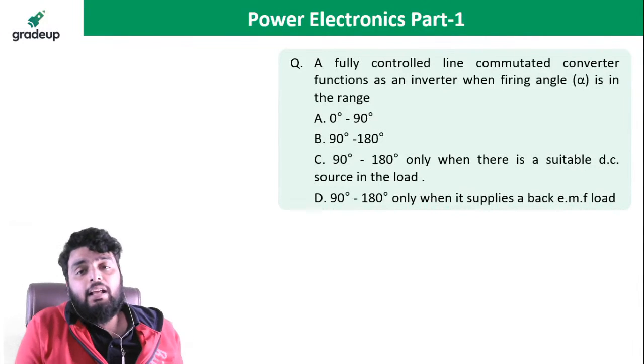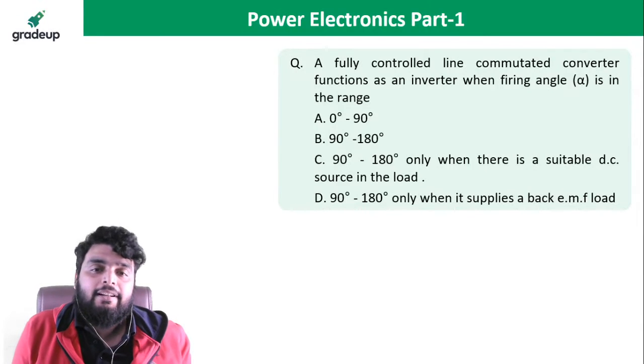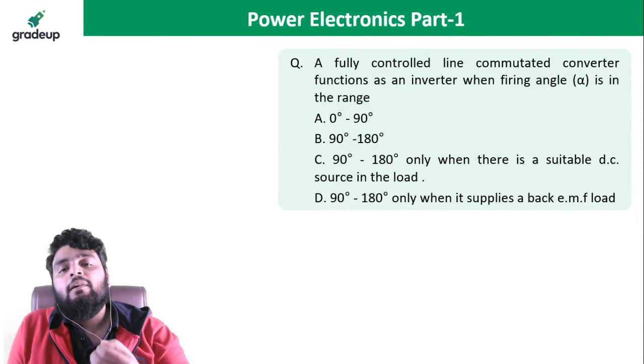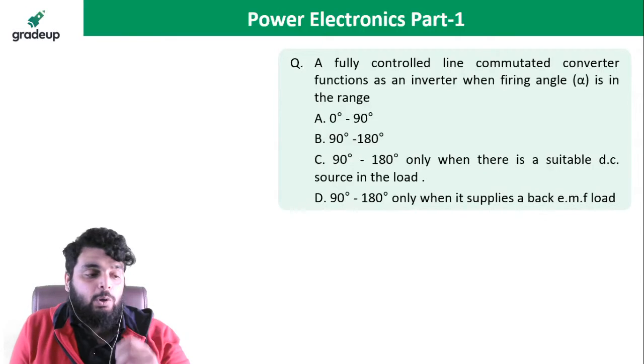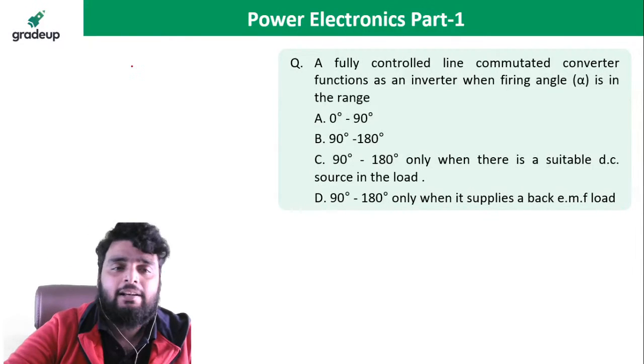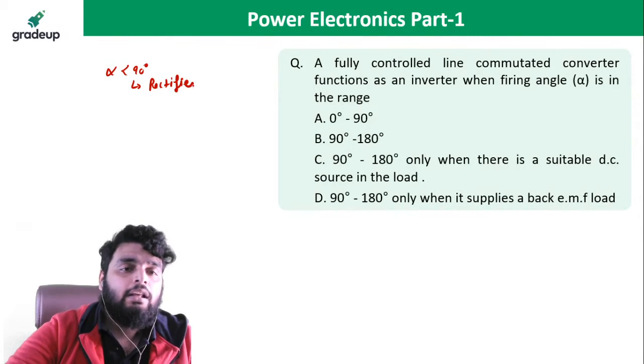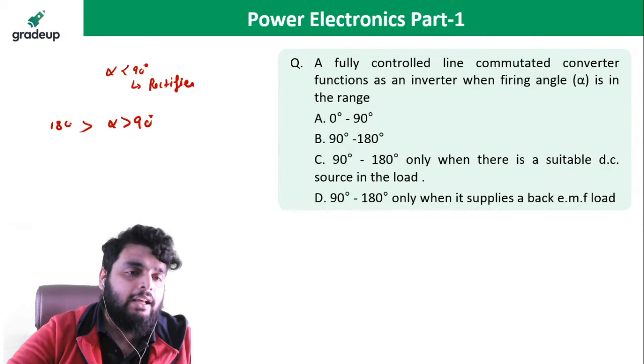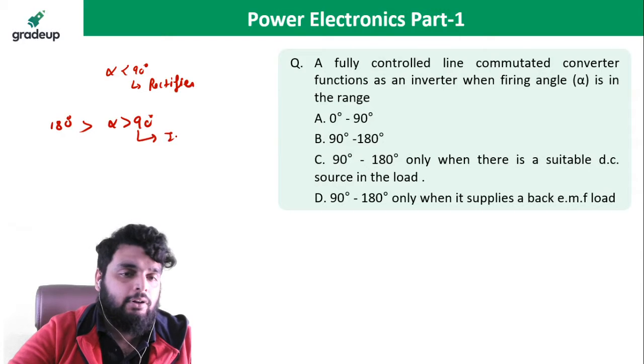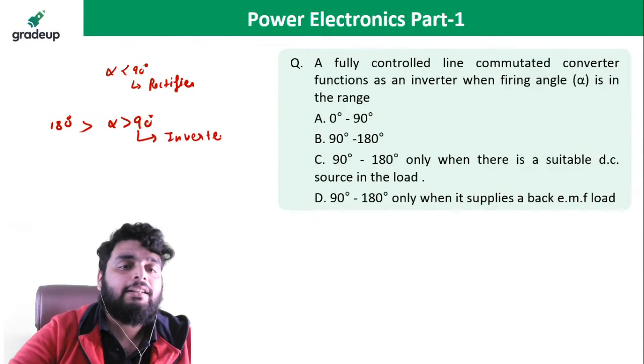So next question. A fully controlled line commutated converter functions as an inverter when firing angle alpha. So I told you one point. If alpha is less than 90, it will act like a rectifier. If alpha is greater than 90, and obviously alpha goes only from 90 to 180, it will act like an inverter.